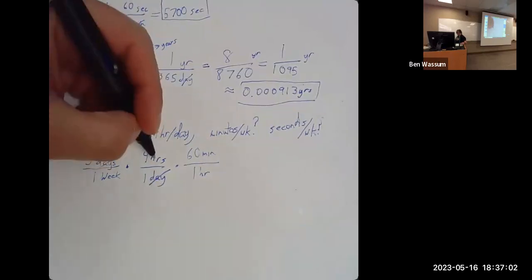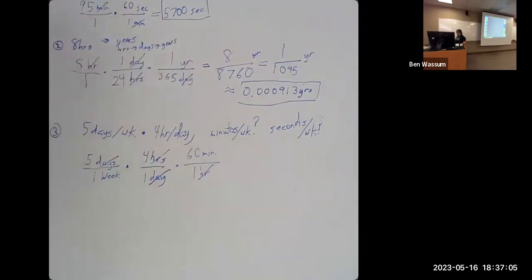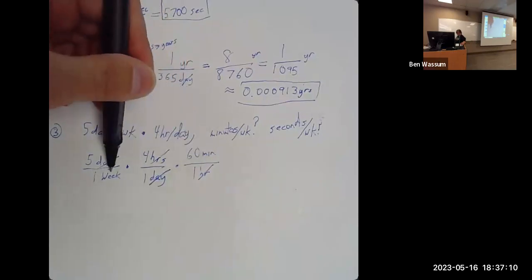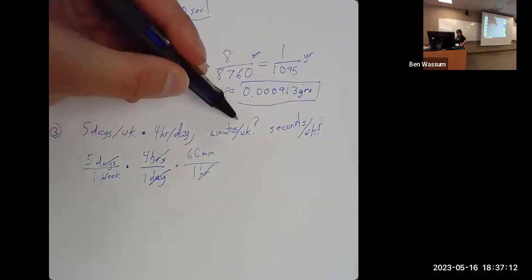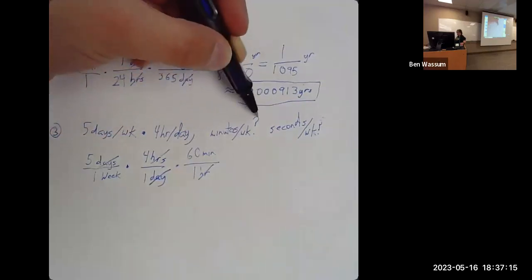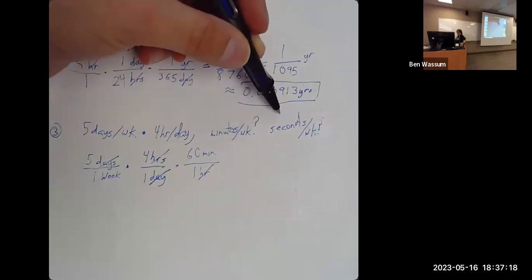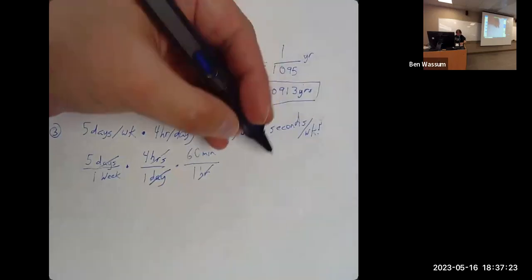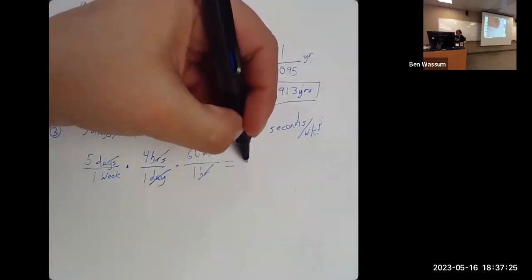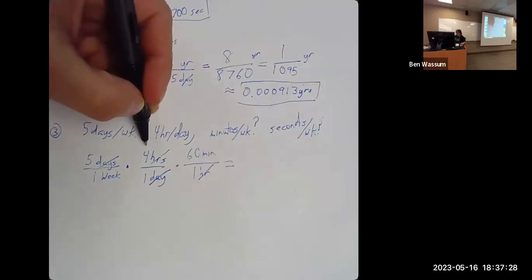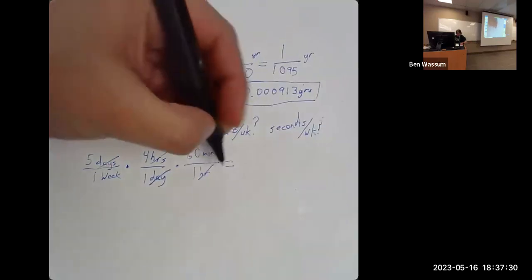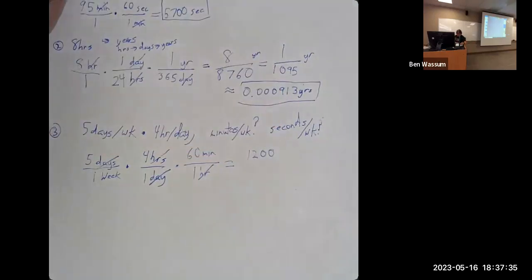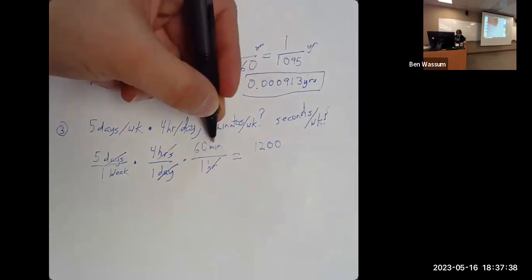The hours would cancel. And what units do we have right now? Well, minutes and week. So right now we're in minutes per week. That's what it was asking for. It was asking for how many minutes do you work per week? And how many seconds is it that you work per week? Well, if I multiply straight across right now, I have 5 times 4, which is 20, times 60. It's 1200. And the units are minutes.